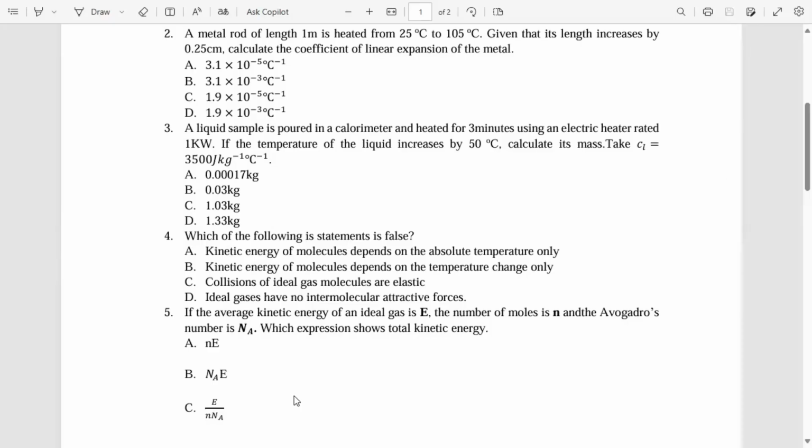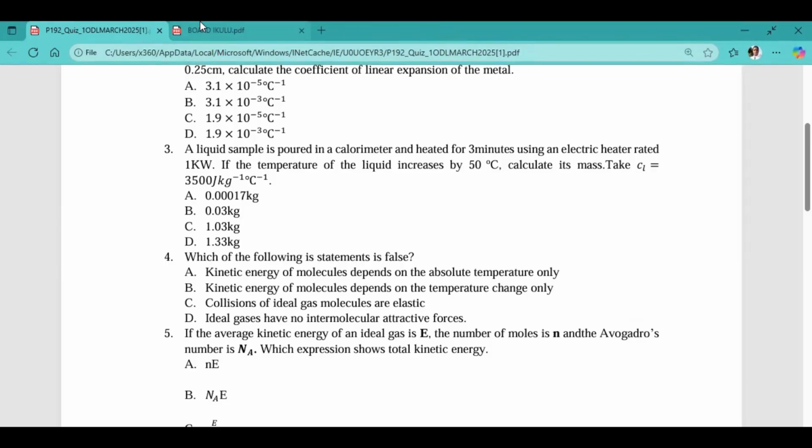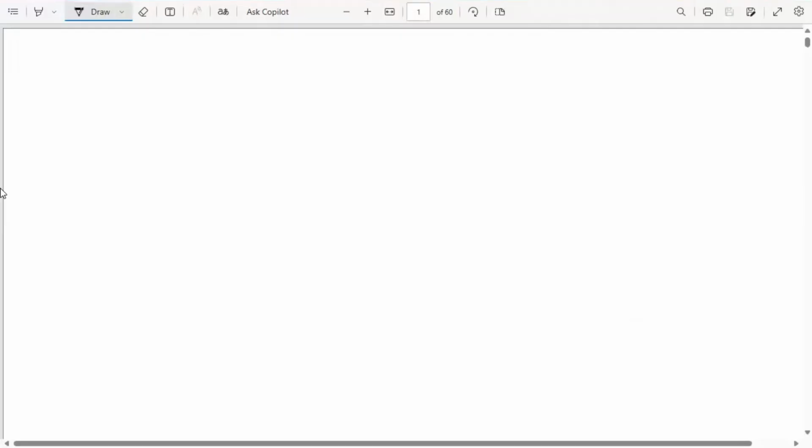Okay, so question 2 is saying a metal rod of length 1 meter is heated from 25 degrees Celsius to 105 degrees Celsius. Given that the length increases by 0.25 centimeters, calculate the coefficient of linear expansion of the metal. So this question is simple because we're just applying the basic knowledge on linear expansion.